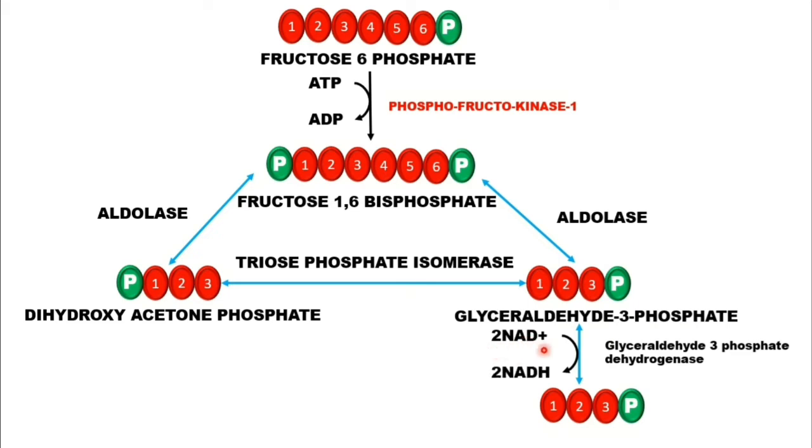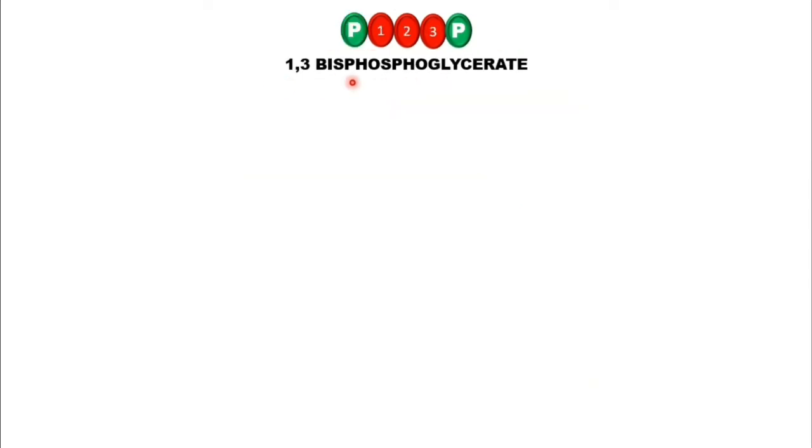Remember why we have two NAD and two NADH: because we converted dihydroxyacetone phosphate to glyceraldehyde 3-phosphate. Because of that, we have two NAD and two NADH. Then the same enzyme, glyceraldehyde 3-phosphate dehydrogenase, will add inorganic phosphate to glyceraldehyde 3-phosphate at carbon position 1, thus converting glyceraldehyde 3-phosphate into 1,3-bisphosphoglycerate.